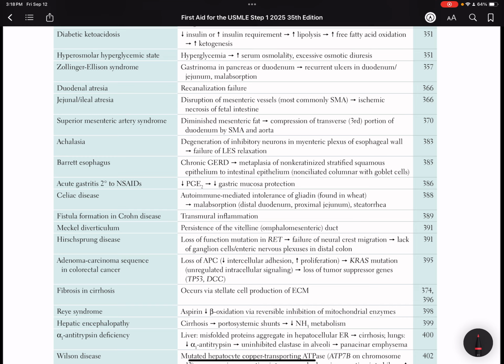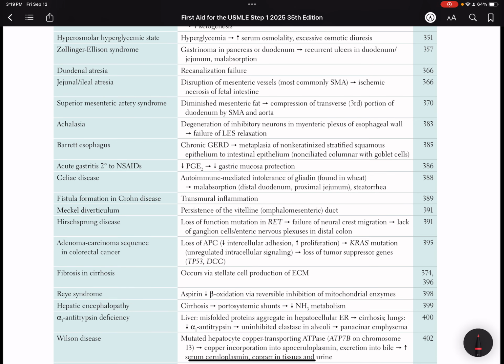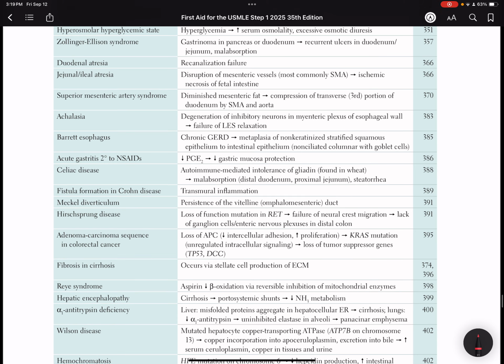Next condition is hyperosmolar hyperglycemic state, hyperglycemia causing increased serum osmolality and excessive osmotic diuresis. This is HHS, hyperosmolar hyperglycemic state. Next condition is Zollinger-Ellison syndrome. Zollinger-Ellison syndrome is caused by gastrinoma in pancreas or duodenum, causing recurrent ulcers in duodenum or jejunum, which also causes malabsorption. Next condition, duodenal atresia, recanalization failure. Duodenal atresia is recanalization failure.